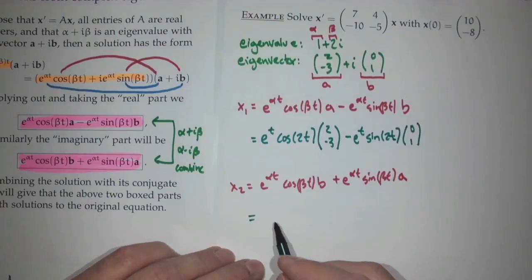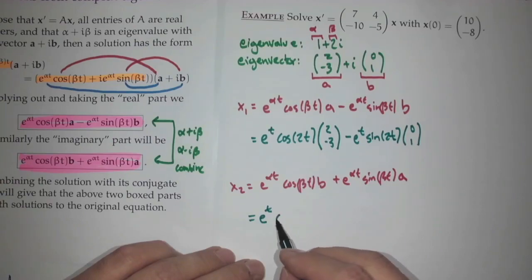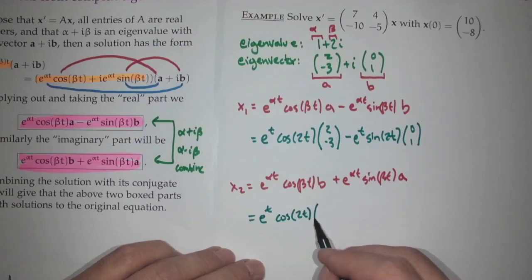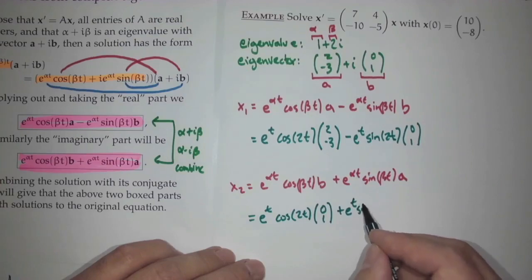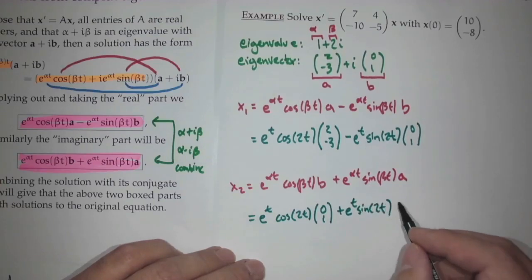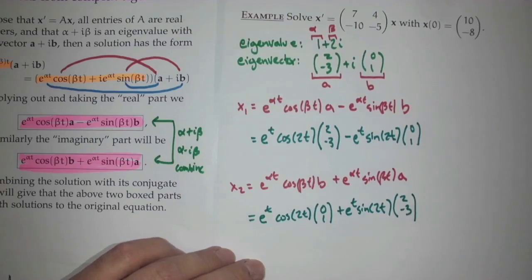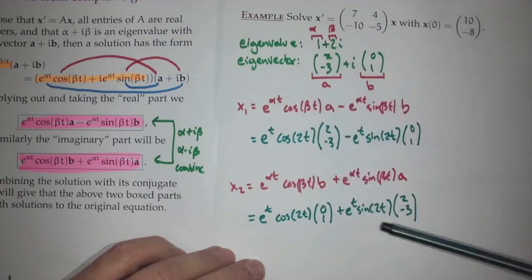Down here, e to the t cosine 2t times (0, 1) plus e to the t sine 2t times (2, -3). All right, so given that I know the alpha, beta, A, B, substitute it.